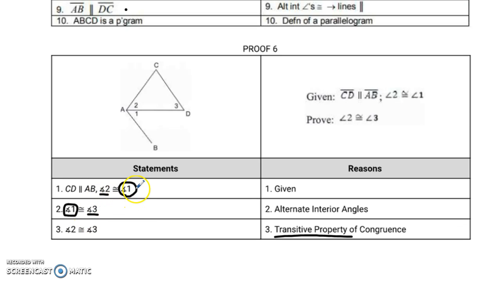That simple idea is that if two things are equal to the same thing, then those two things are equal to each other. That's a bad way to say it. An easier way to say that would be transitive property.